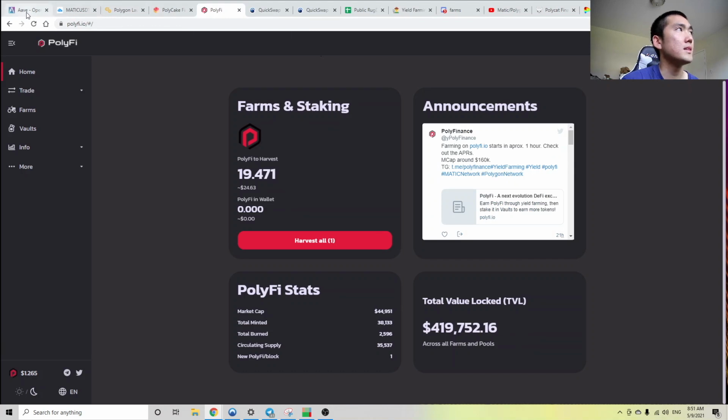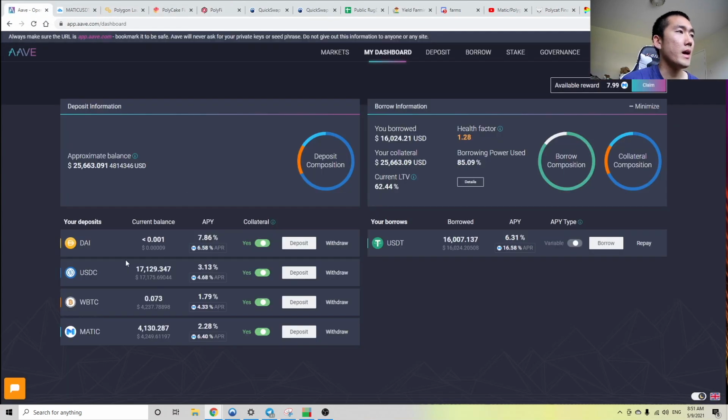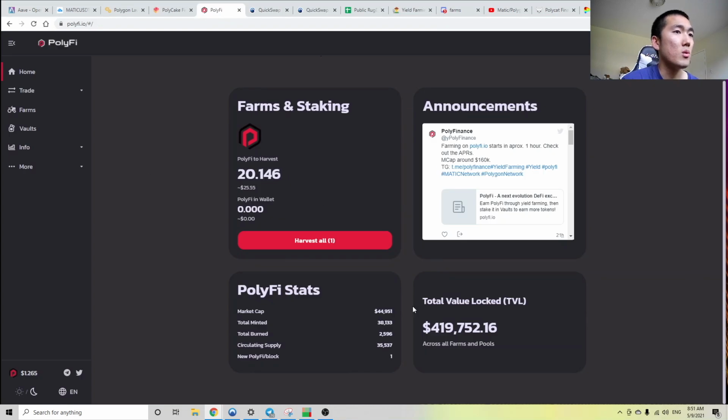So let's take a step back. I have my assets here, right? I have 17K USDC and some Bitcoin, some Matic that I'm accumulating, that I'm hyper compounding, depositing to AAVE, and I'm borrowing against it, being paid to do so. And with my borrowed funds, I'm putting it into farms like PolyFi, where the TVL keeps growing, the PolyFi keeps going up, and as long as I make my deposit fee back, I'm just laughing with the developers.